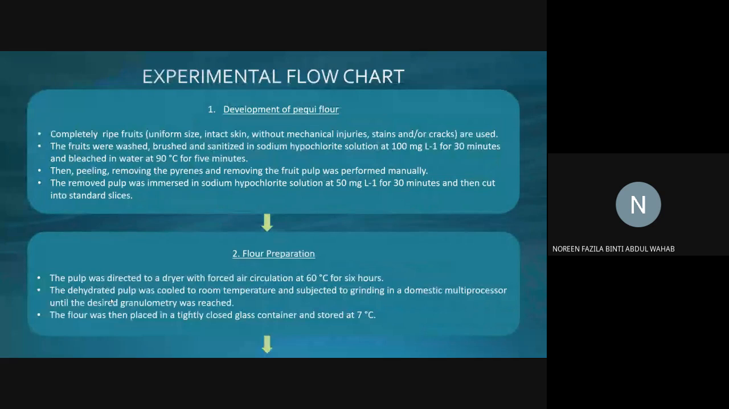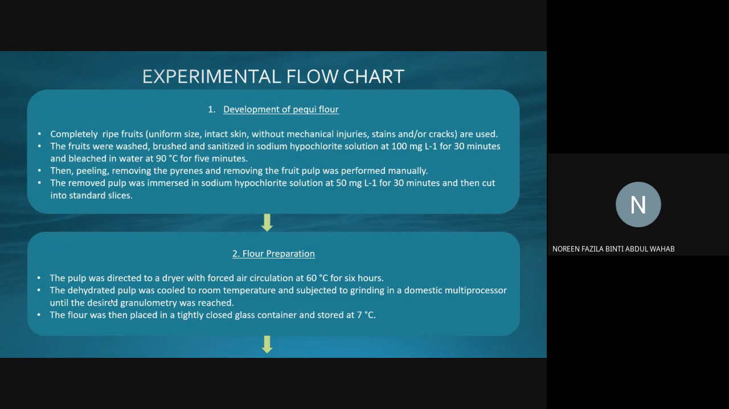So this is the experimental flowchart. There are three steps in the research. The first one is the development of pequi flour. First, the ripe fruit, uniform size, intact skin without mechanical injuries, stains or cracks are used. Then the fruit will be washed, brushed and sanitized in sodium hypochlorite solution at 100 milligram per liter for 30 minutes and bleached in water at 90 degrees for 5 minutes. Then peeling, removing the pyrenes and removing the fruit pulps was performed manually.